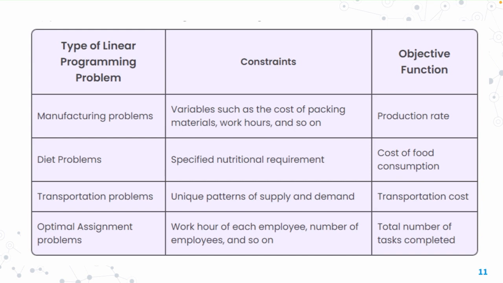Diet problems: the constraint is the specified nutritional requirement, and the objective function is the cost of food consumption. Transportation problems: the constraint is unique patterns of supply and demand, and the objective function is transportation cost. Optimal assignment problems: the constraints are work hours of each employee, number of employees, and so on, and the objective function is the total number of tasks completed.